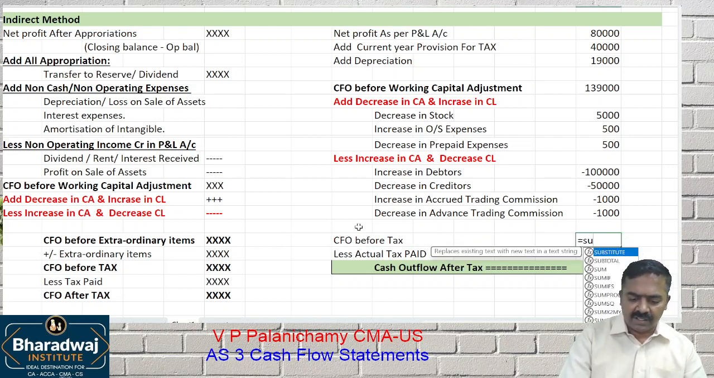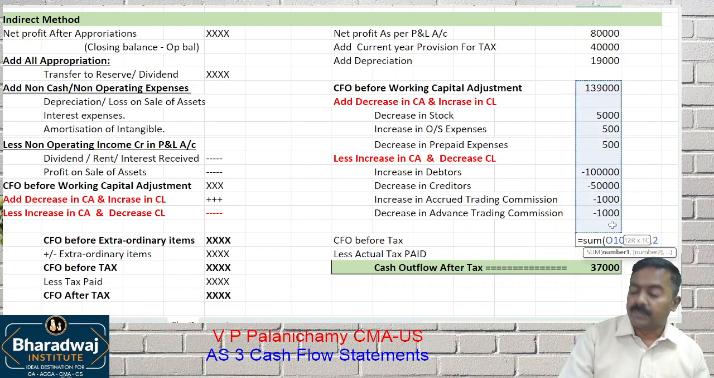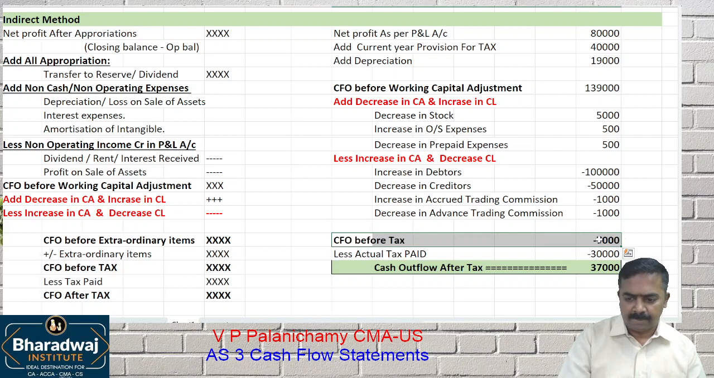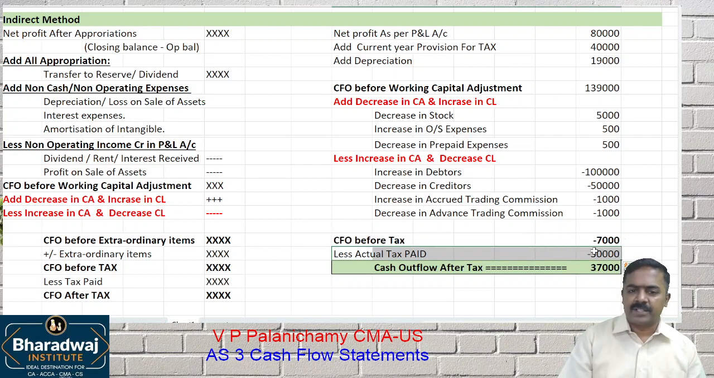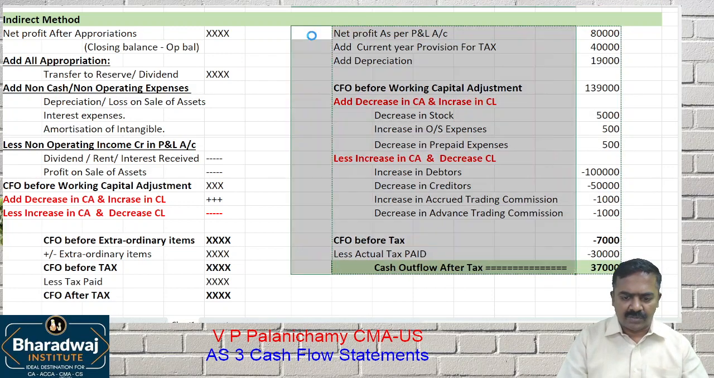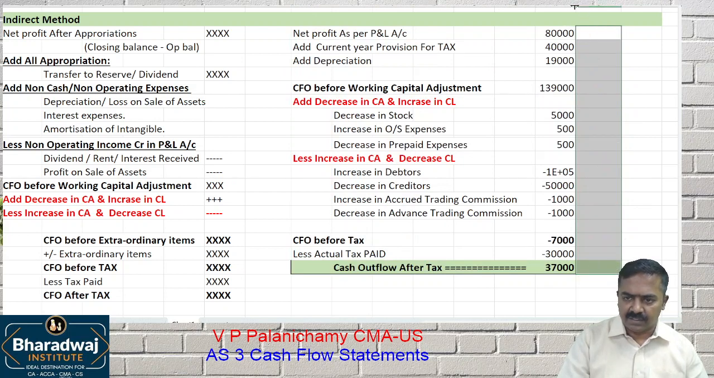What is the answer we got earlier? Check the answer from the direct method. Minus 7,000. We should get the same. Yes. CFO before tax is minus 7,000. Less actual tax paid, 30,000. So net cash outflow after taxes is 37,000.